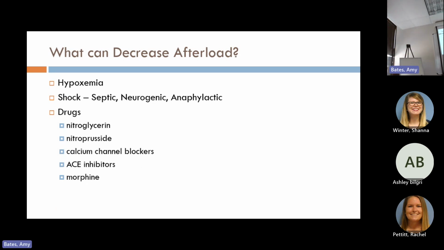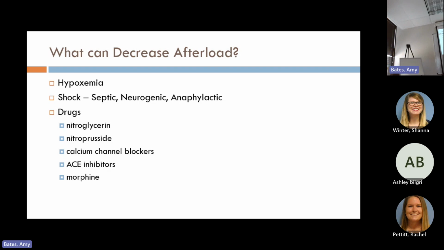Decreasing afterload: hypoxemia actually will cause vasodilatation, so you'll have decreased afterload. Shock, septic, neurogenic, anaphylactic, and all the drugs we use: nitro, nipride, which we use a lot in CVU, calcium channel blockers, ACE inhibitors, and morphine. So all those things will vasodilate and you can decrease your afterload. If you're really having poor cardiac output and the blood pressure is really high and you are trying to manipulate that, these are things you can give, like nitro, hydralazine, morphine, something like that.